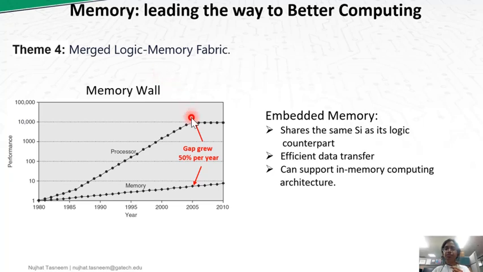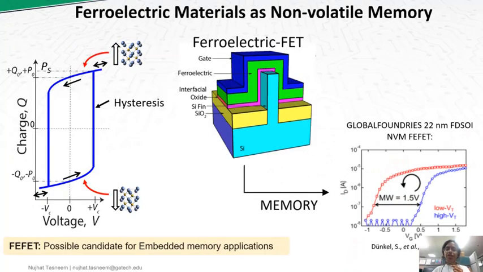Over the past decades, the memory speed is not improving as much as the processor speed. Now, a game changer for all data-centric applications will be the high-performance embedded memory, which shares the same silicon as its logic counterpart, hence enables efficient data transfer and can support in-memory computing architecture. Ferroelectric-based memory is one of the several emerging candidates for the embedded memory applications.